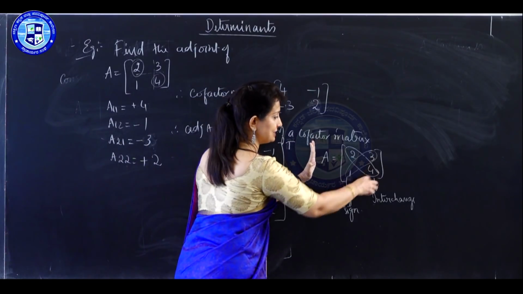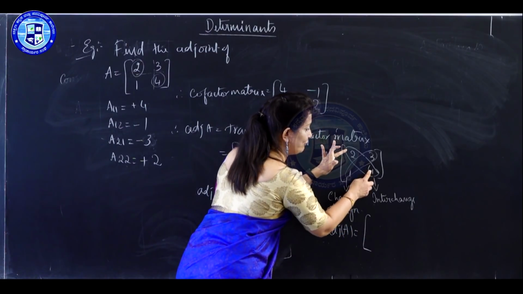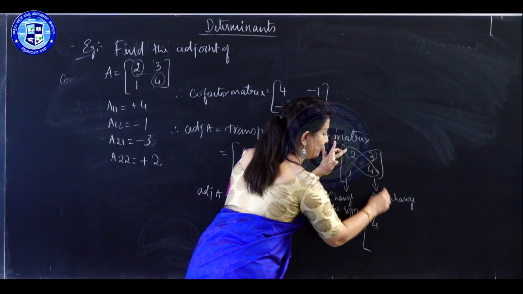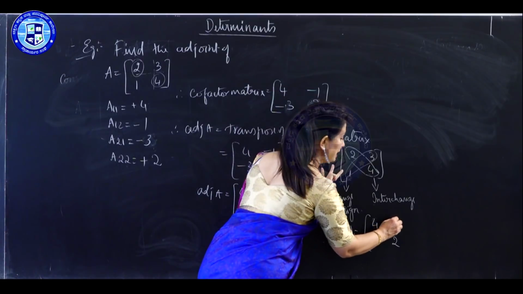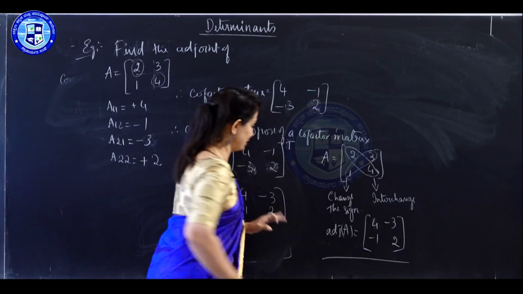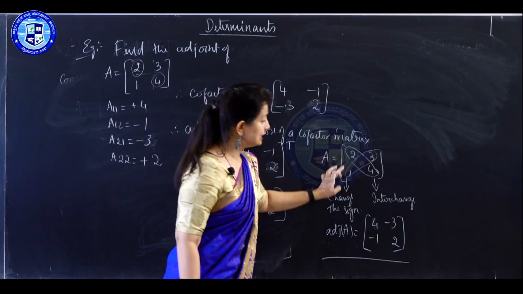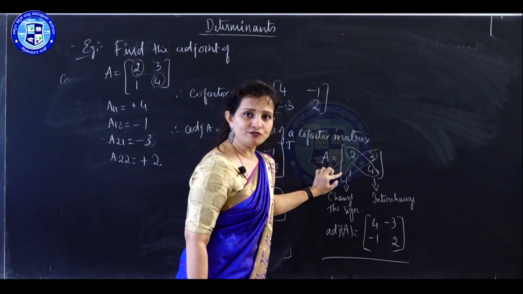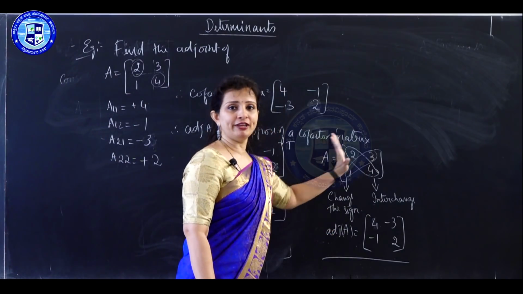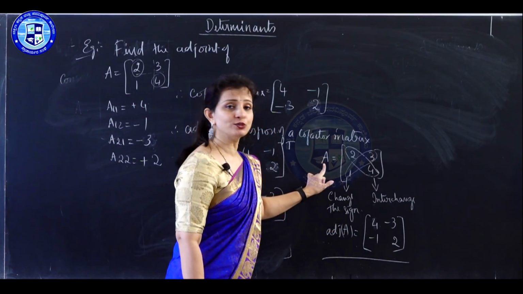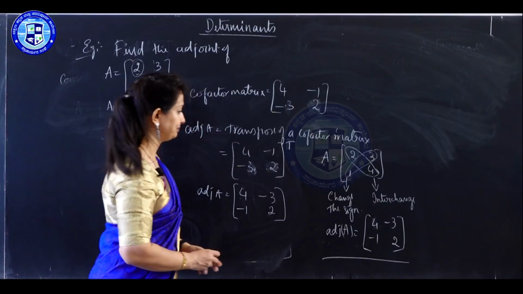The off-diagonal elements, change the sign. So adjoint A is directly written as, look at this, interchanging 4 and 2, you write 2 and 4 interchanged, 4, 2. And 3 and 1, change the sign, minus 3, minus 1. This is the adjoint. So here also we got the same. Even by interchanging the principal diagonal elements and changing the sign of the other two elements, we get the adjoint A. So a very important conclusion, students: directly we can write the adjoint of a given square matrix only if the square matrix is of order 2.